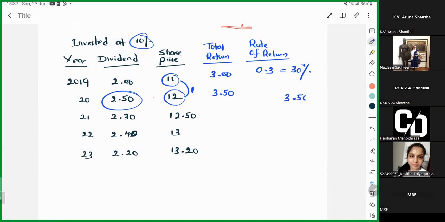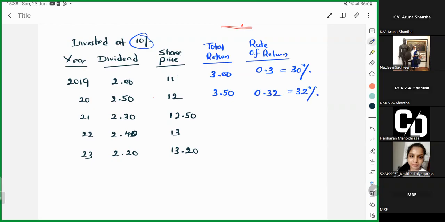Second year, how much? Total return 3.50 divided by the beginning of the year price. Not the initial investment, but 11. We are calculating the return for 2020: the total return of 3.50 divided by the price at the beginning of that year, 11. The end of 2019 means the beginning of 2020. 3.50 divided by 11 is 0.32, then 32%.